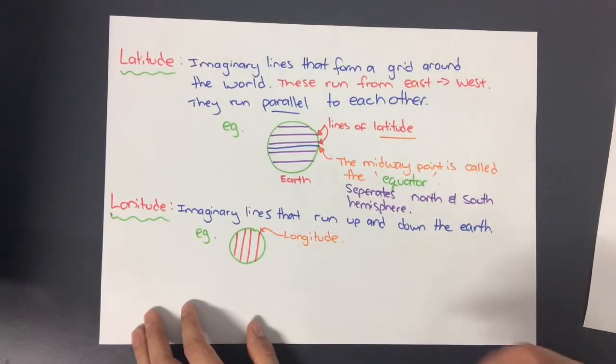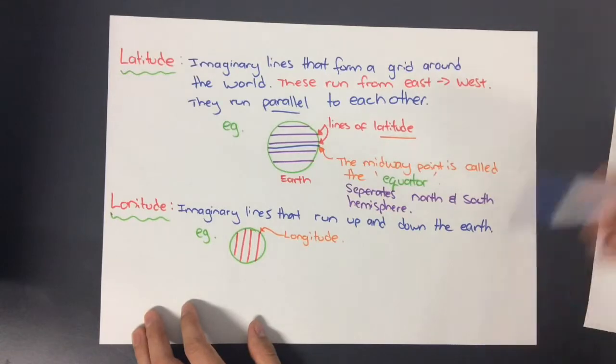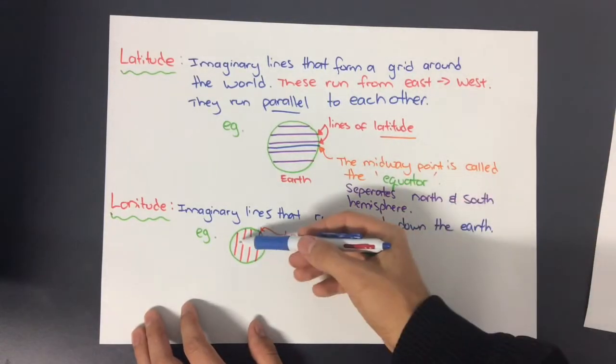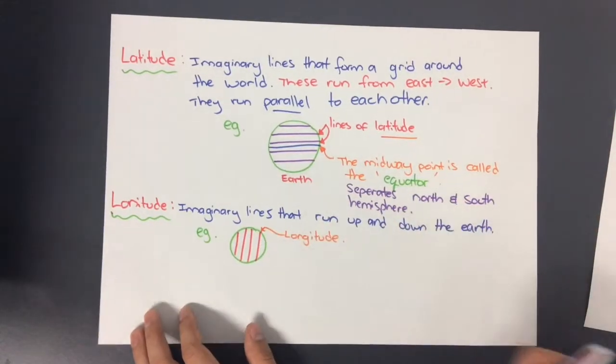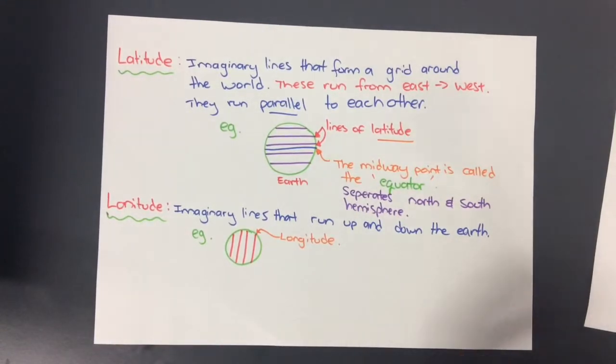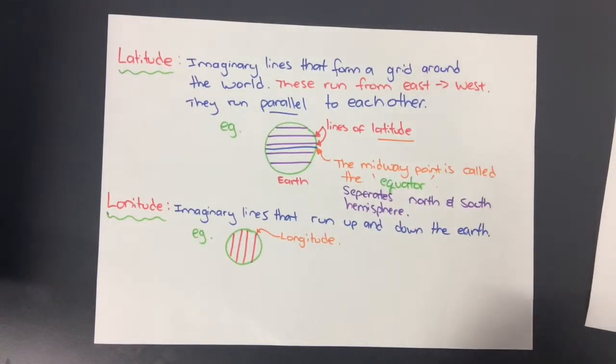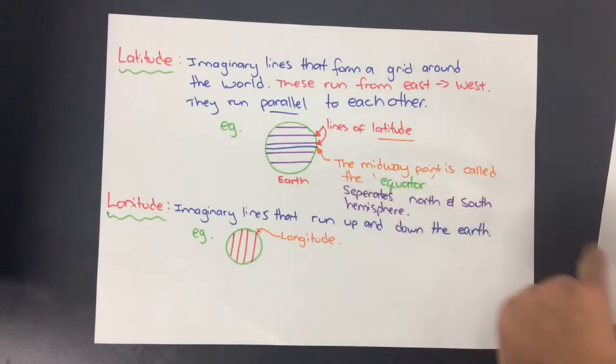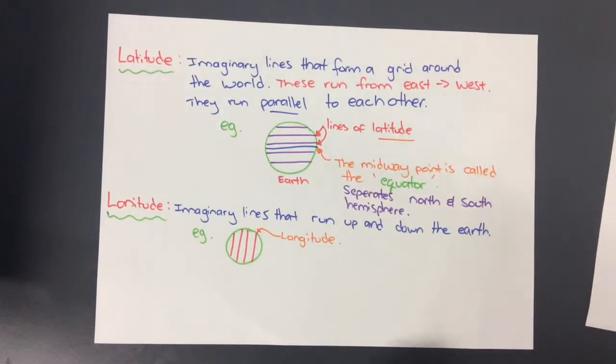The other point that I want to tell you about is longitude. Longitude are just imaginary lines that run up and down the Earth. These are the red ones here. Okay, we use both of these together to help us locate specific points on the Earth. So latitude and longitude, and you can gain a grid reference from that. Okay, how I like to remember latitude is lat flat, so the lines are flat, and longitude, the lines run long up and down.